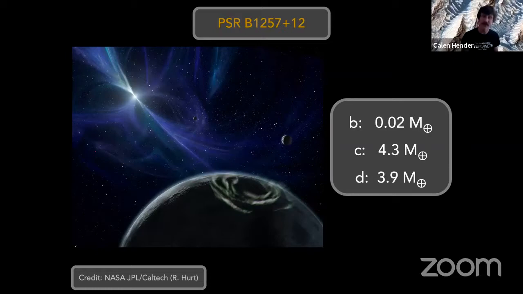This is an artist's rendition of this pulsar with its 3 exoplanets. They range in mass from about 0.02 times the mass of the Earth. I'll note that that is only twice the mass of the Earth's moon. And then the outer 2 planets, planets C and D, have masses of about 4.3 and 3.9 times the mass of the Earth. So this was a shock. This completely blew the lid off of what people thought was possible, because not only had no one detected any planets outside of our solar system yet, but the last place anyone would have thought to look was around a highly magnetized rotating neutron star, some sort of stellar remnant.